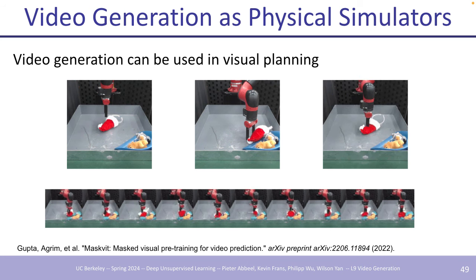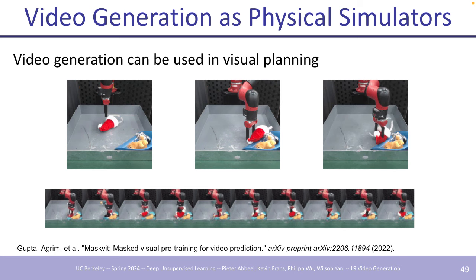In this case, the left frame is the initial frame. The middle one is the goal, I believe. And the last one is the final trajectory of the actual real robot running it. And then below here are different simulations of what it thinks it might be doing, or the actual interactions.